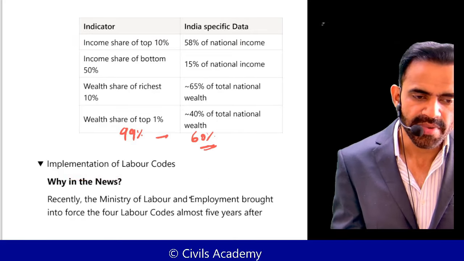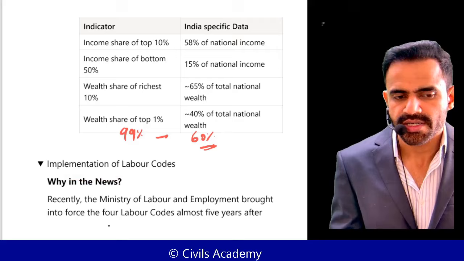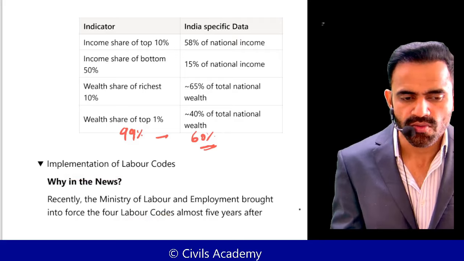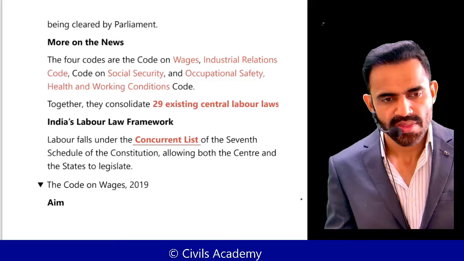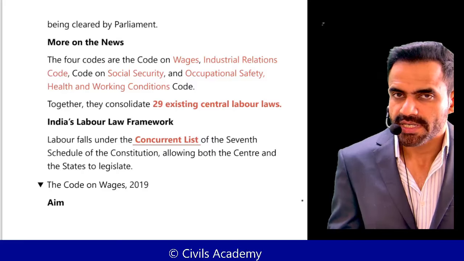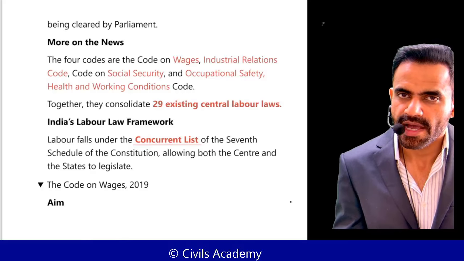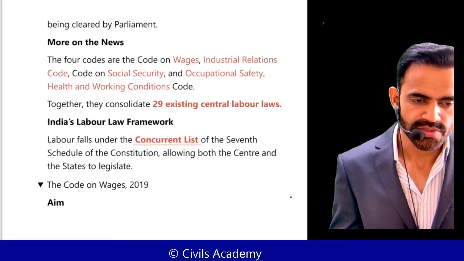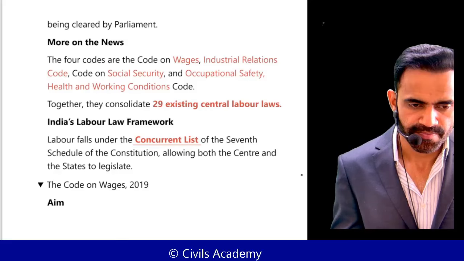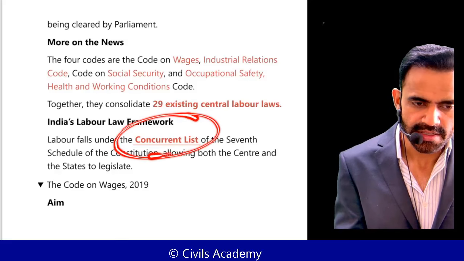Next is the implementation of the labor codes. Recently, 4 labor codes were implemented. Now understand, the objective is to simplify the rules and regulations for labor hiring. There are 4 codes, and we are going to discuss them one by one. Please understand, labor falls in the concurrent list.